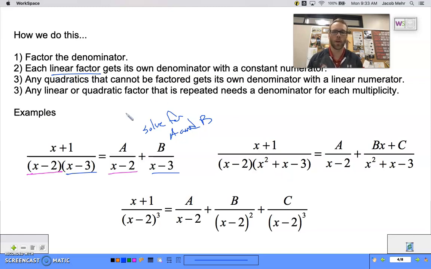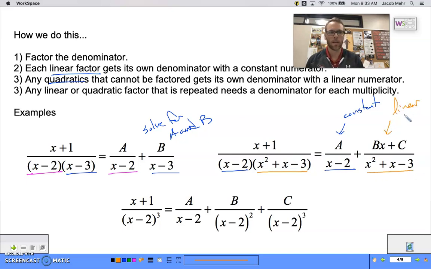Now, what happens if we also have quadratic factors in the denominator? Let's look at this example. One of the denominator's factors is linear, so it gets its own denominator with a constant numerator. But then we have this quadratic factor. It cannot be factored down anymore. x squared plus x minus 3 cannot be factored down anymore. It gets its own denominator, but now its numerator is linear. So it's got to look like the equation of a line, and we have to solve for the b and the c in this case.